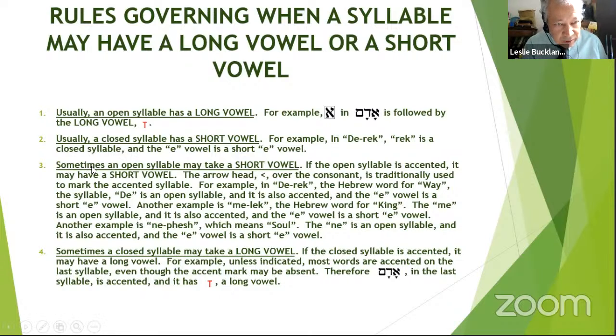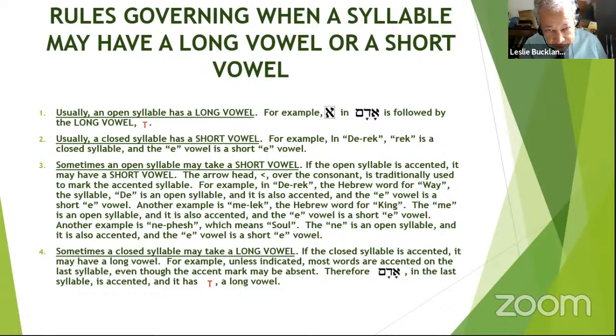So number 3, sometimes an open syllable may take a short vowel. So we need to learn when that is. What may we look for to know that an open syllable is going to take a short vowel? Because that is not the usual practice. This is an exception to the grammatical rule.